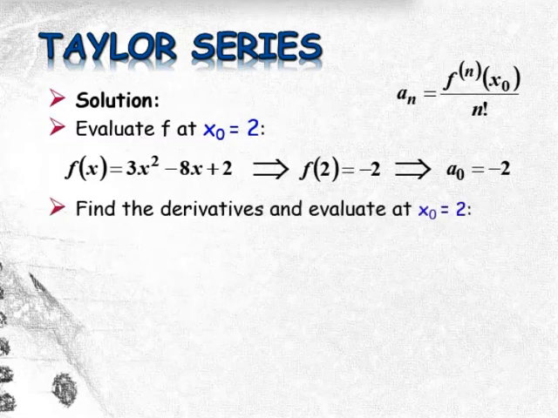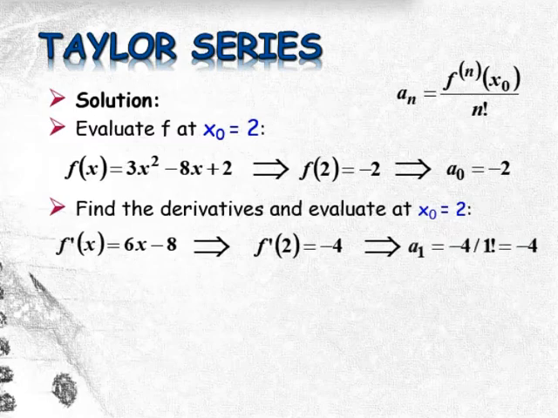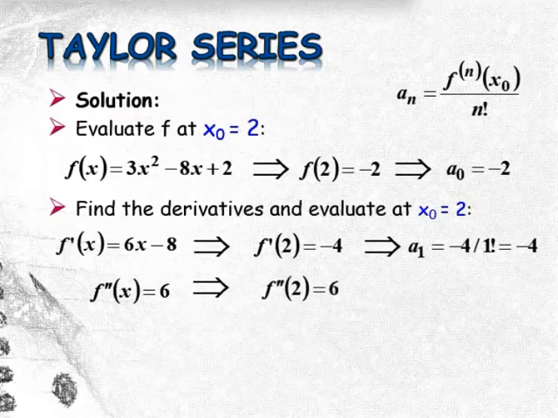Then we find the derivatives and evaluate the derivative at x sub 0 equals 2. The first derivative is 6x minus 8. Evaluating at 2, you will end up with negative 4. That means your a sub 1 is equivalent to negative 4 over 1 factorial, or negative 4. The second derivative is 6, and evaluating this at x sub 0 equals 2 will give you 6. So that means your a sub 2 is equivalent to 6 over 2 factorial, or 3.